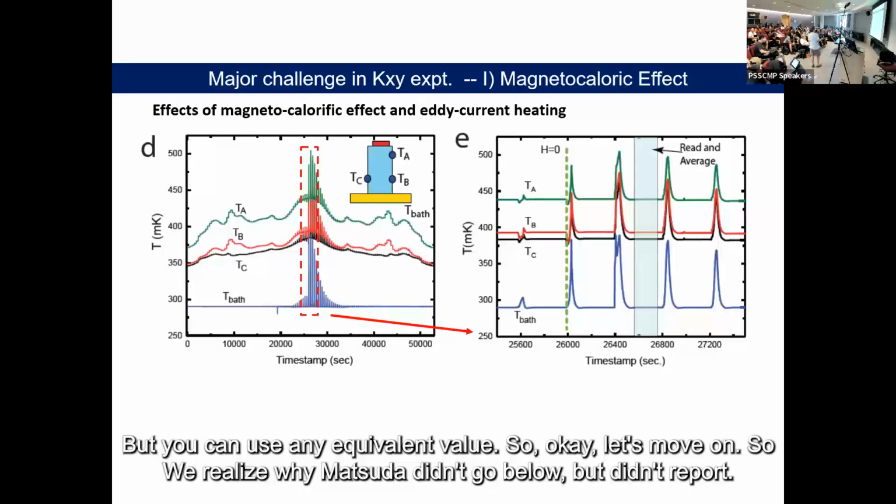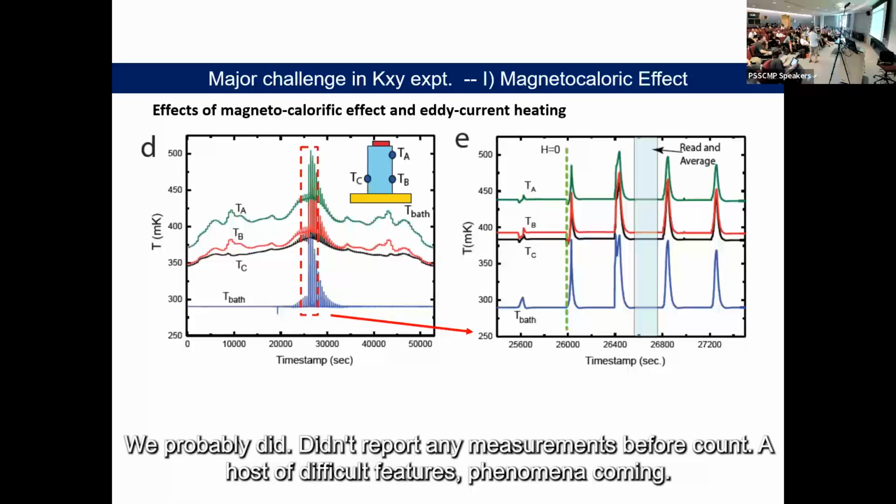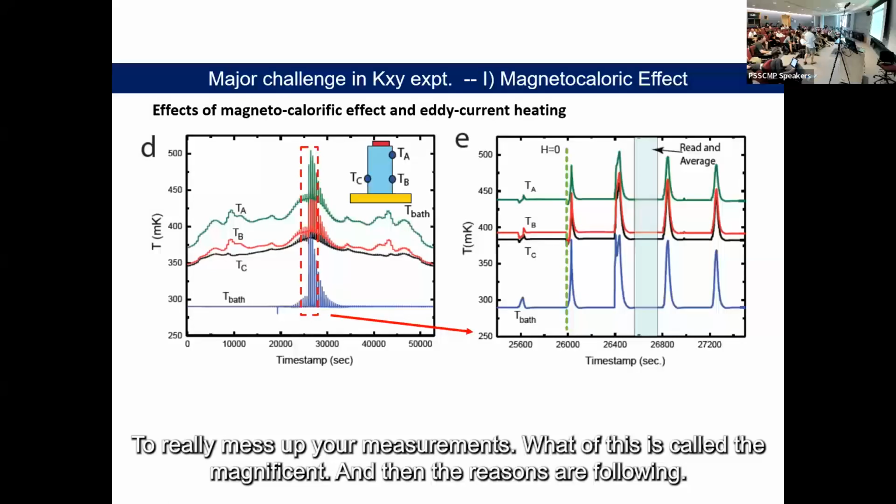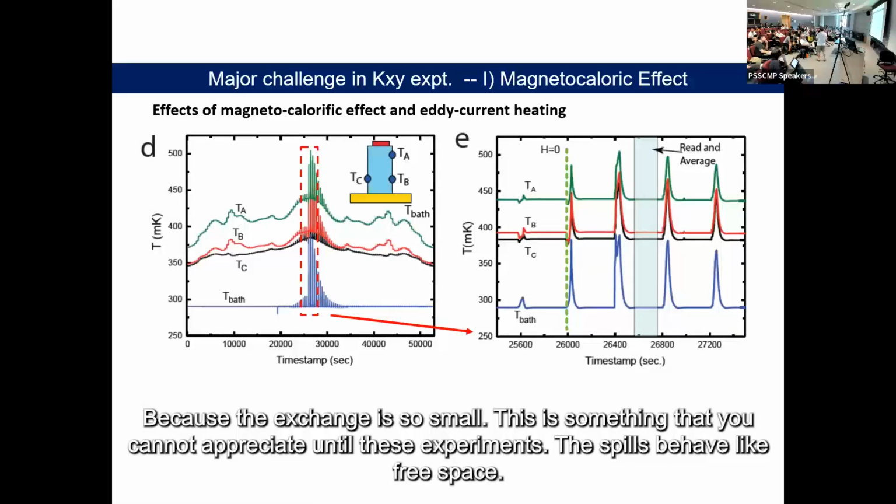So we realized why Matsuda didn't go below 4 Kelvin; he probably didn't report any measurements below that. A host of difficult phenomena come in to really mess up your measurements. One of these is called the magnetocaloric effect. The reasons are the following. Because the exchange is so small, and this is something we hadn't appreciated until we did these experiments, the spins behave like free spins.